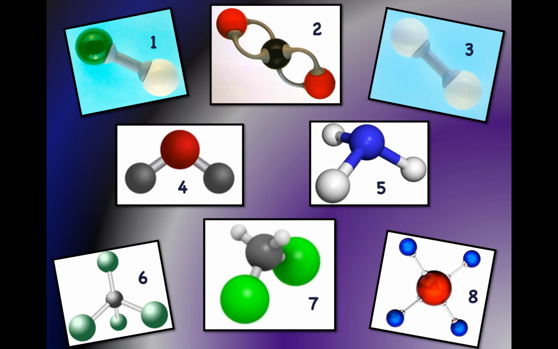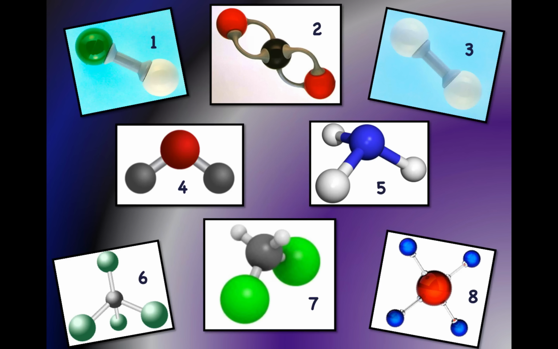Go over now to number 7. Number 7 represents carbon bonded to 2 chlorines and 2 smaller hydrogens. Well, you can look at this and see this is not a symmetrical molecule. All 4 atoms around the carbon are not the same. That means this molecule is not symmetrical, it's tetrahedral, and because it's not symmetrical, it is a polar molecule.